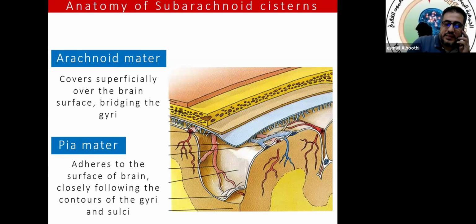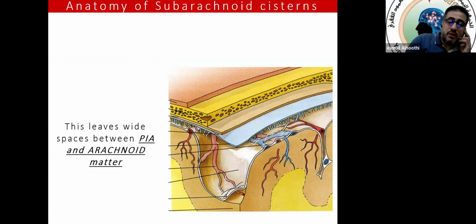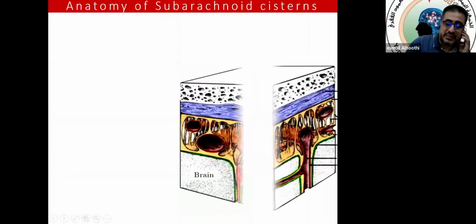The pia matter is the inner layer. It's inner than the arachnoid, and it's under the arachnoid, as we say. It covers the gyri and goes with the sulci to the inner surface of the brain. So the space between the arachnoid and the pia matter in the sulci and in these depressions is called the subarachnoid cistern. It makes a space between the arachnoid and the pia matter. So this space which lies between the arachnoid and the pia matter is called the arachnoid cistern.